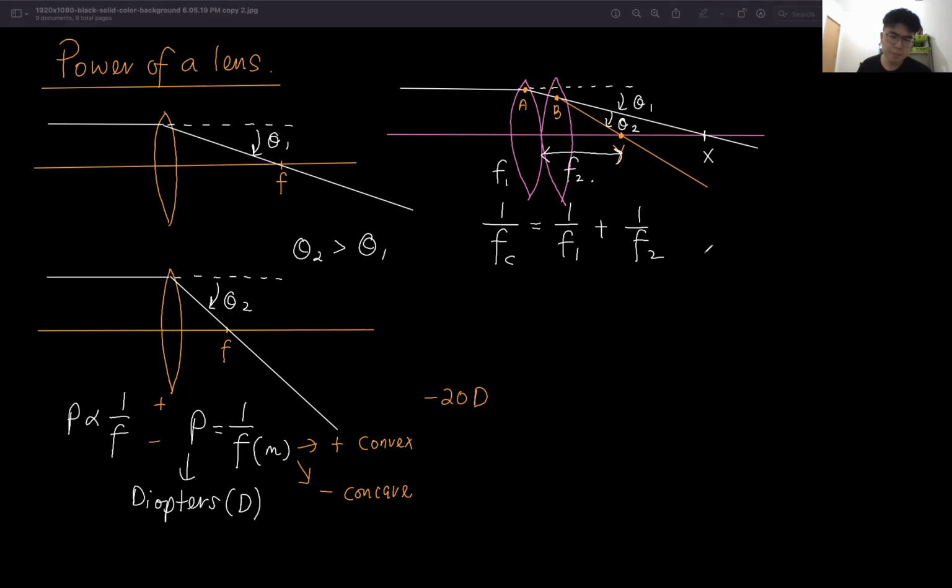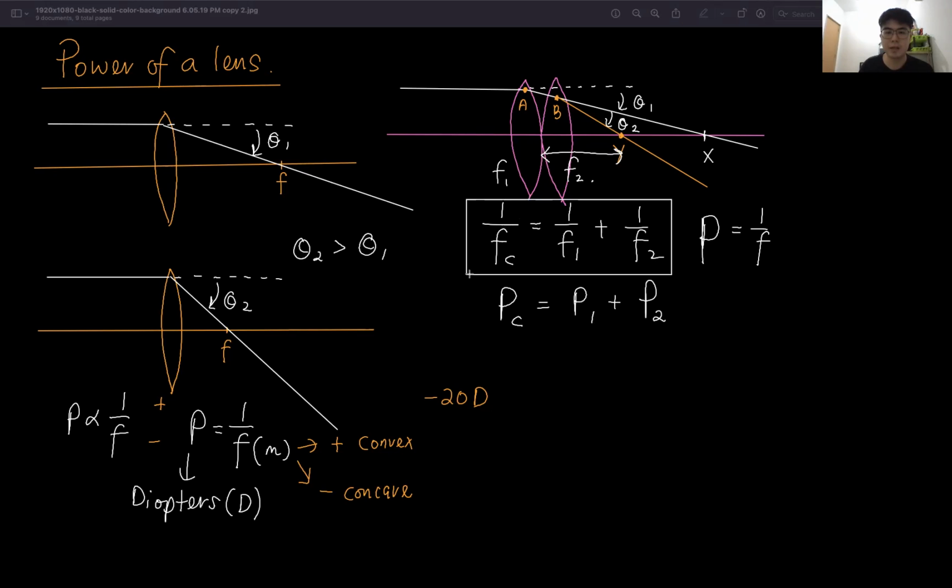Now, since power equals 1 over F, that means this is the power combined. This is power 1 plus power 2. So if you know the power of each lens, then you can find the total power of the multiple lens system. We'll look at one example for this one. Okay, so here are the things to take note.